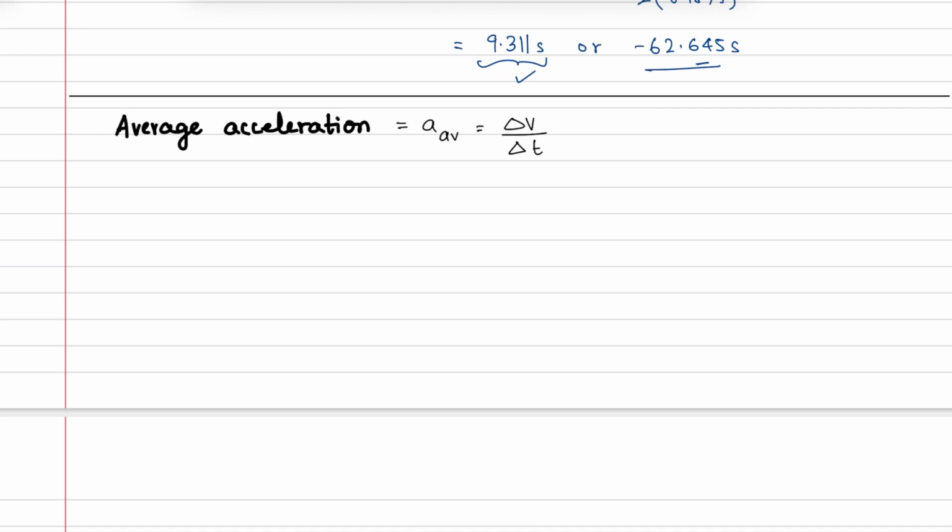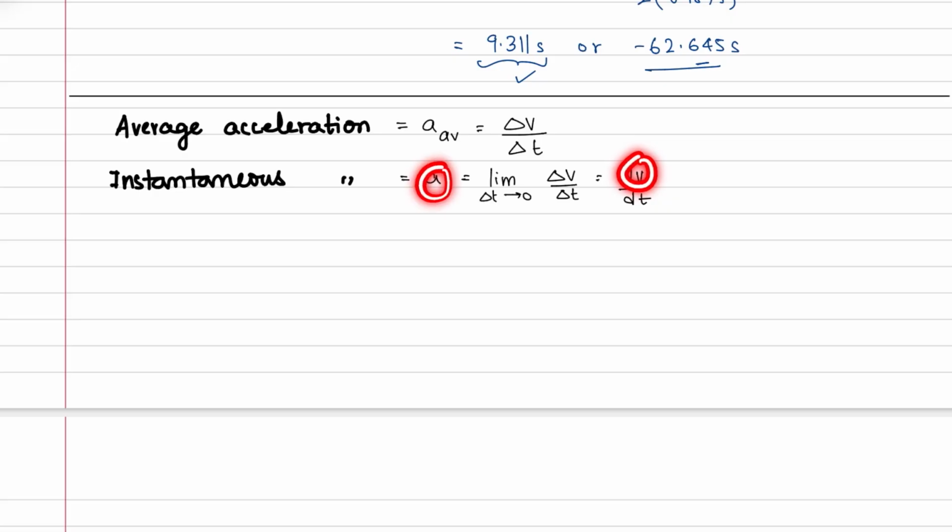And of course, instantaneous acceleration is just given by a, the limit as delta t goes to 0 of delta v over delta t, which is the differential v over the differential time. Okay, so what does it really mean for us? It now relates your instantaneous velocity with that of acceleration.